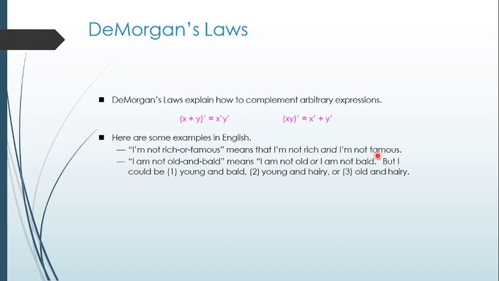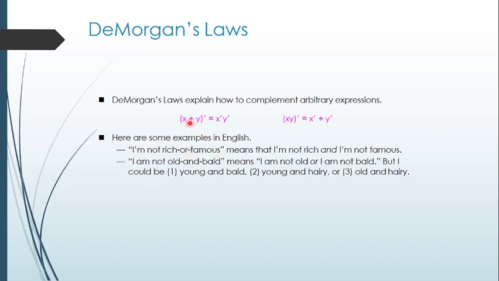So we also studied De Morgan's law. What is De Morgan's law? De Morgan's law explains how to complement a simple arbitrary expression. Here you can write these De Morgan's laws in English as well. So you can say if X is I am rich and Y is I am famous. So I am rich or I am famous. So you are doing an OR operation and negating the whole one. So it means I am not rich or famous.